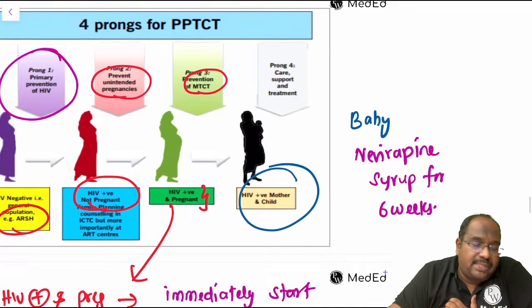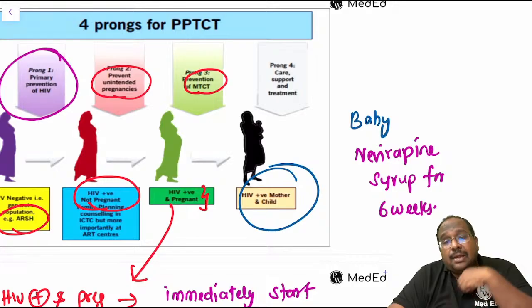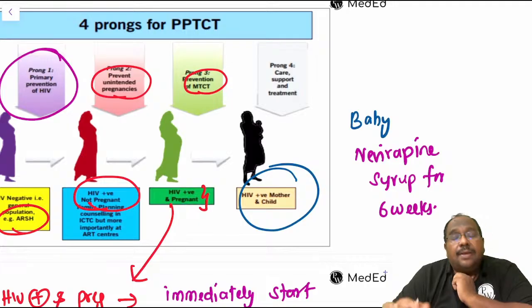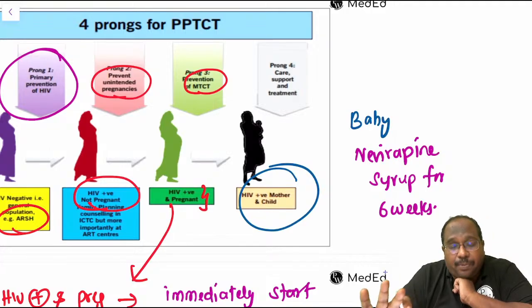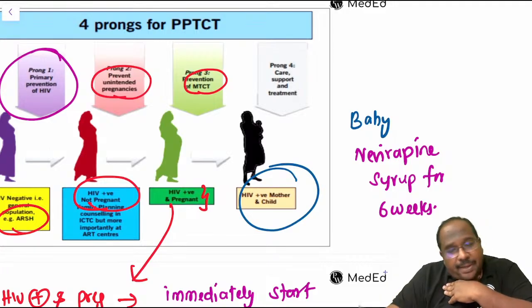So this is PPTCT, guys, prevention of parent to child transmission. It starts right before, in the adolescent period itself, where the education for HIV starts. Then we prevent unintended pregnancy. After that, for an HIV positive pregnant mother, we provide the treatment, and when the baby is delivered, the baby is also given treatment.